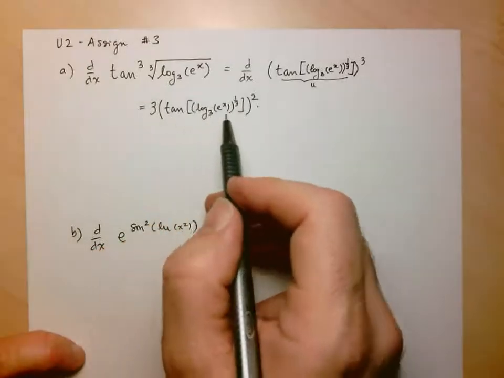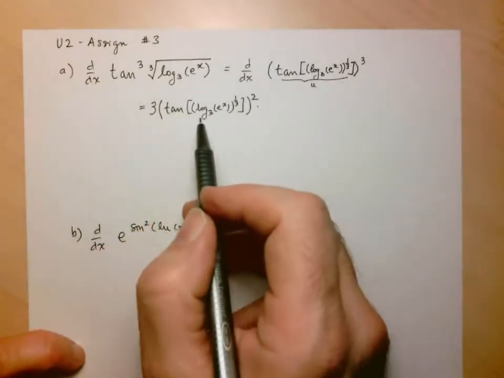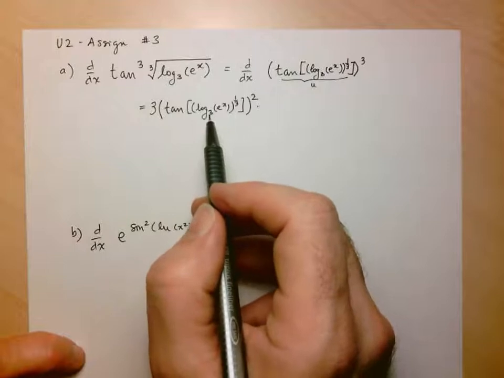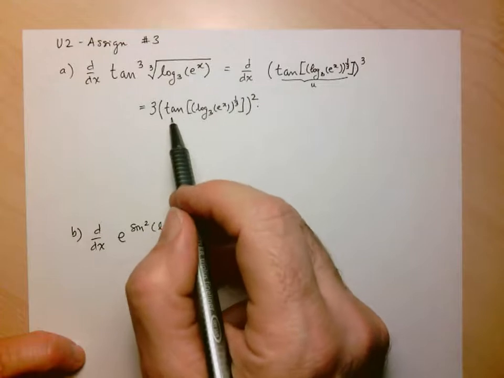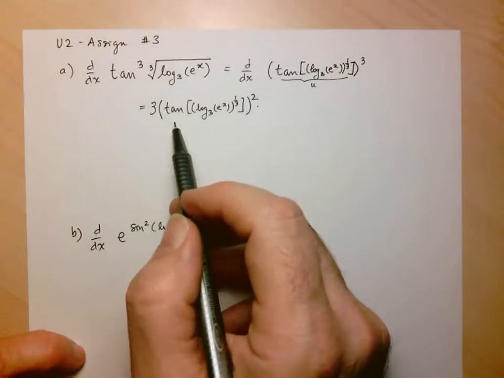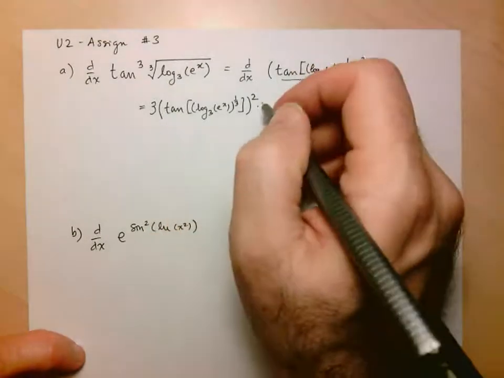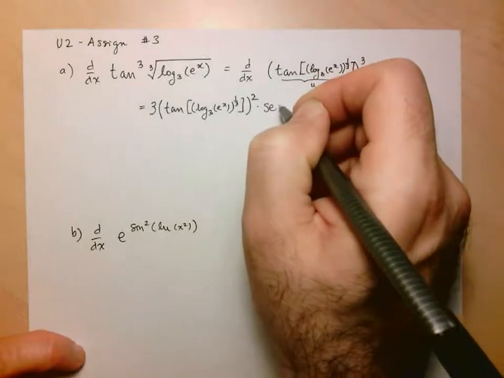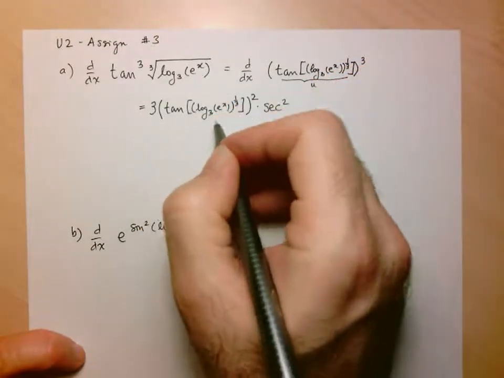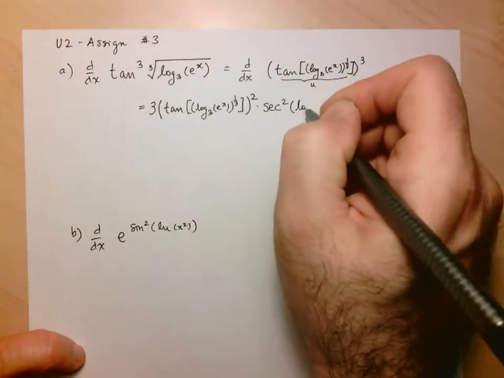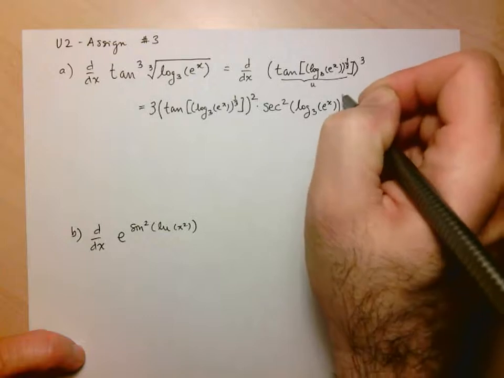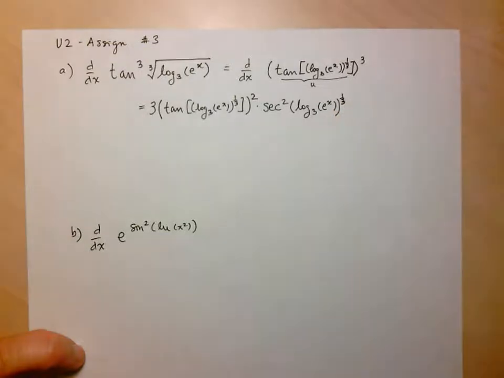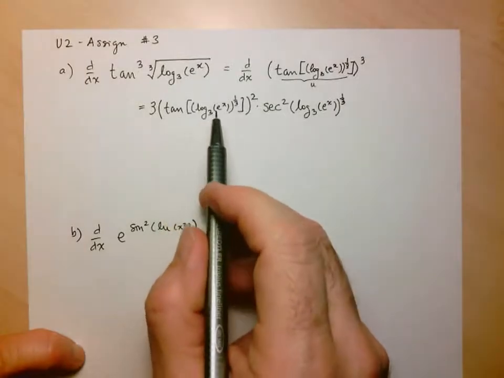So the inside function is going to be the derivative of this here. But this is again another composite function. So the only thing I care about is the outermost function, which is the tangent. And what's the derivative of tangent? It's secant squared. So it's going to be times secant squared of this whole input, log base 3 of e to the x to the 1/3. Okay, there we go. So now I've taken care of the tangent, and now I'm going to go inside.